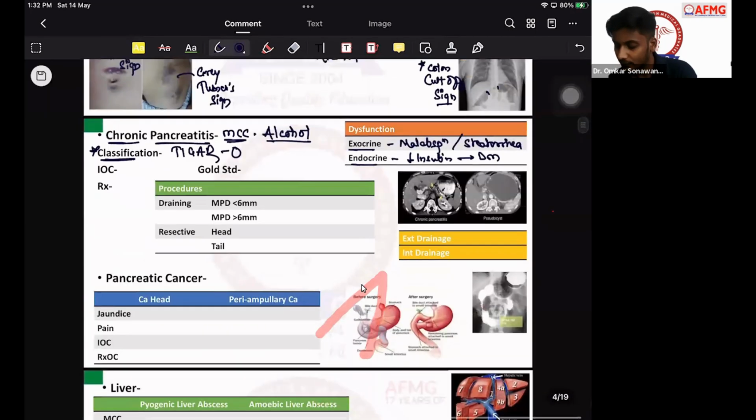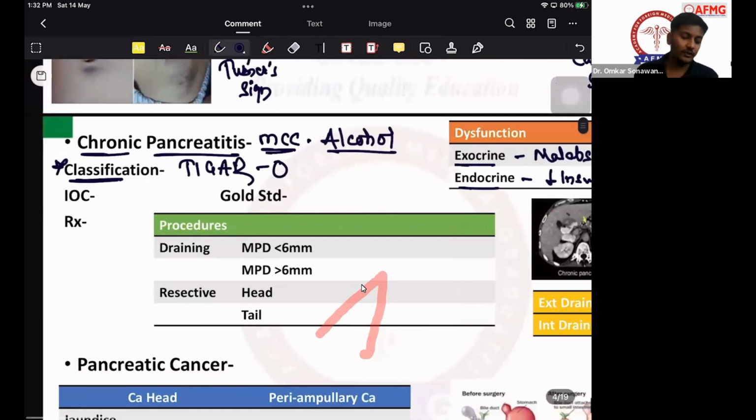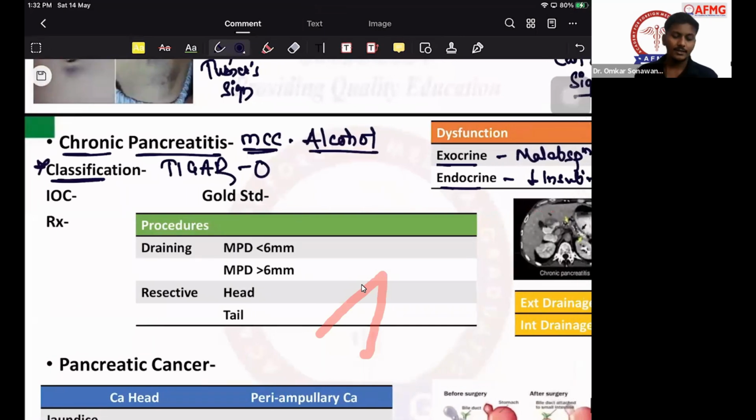Remember. Now, what is the investigation of choice for chronic pancreatitis? Tell me quickly. The investigation of choice for chronic pancreatitis. Anybody? Very good. It is MRCP.